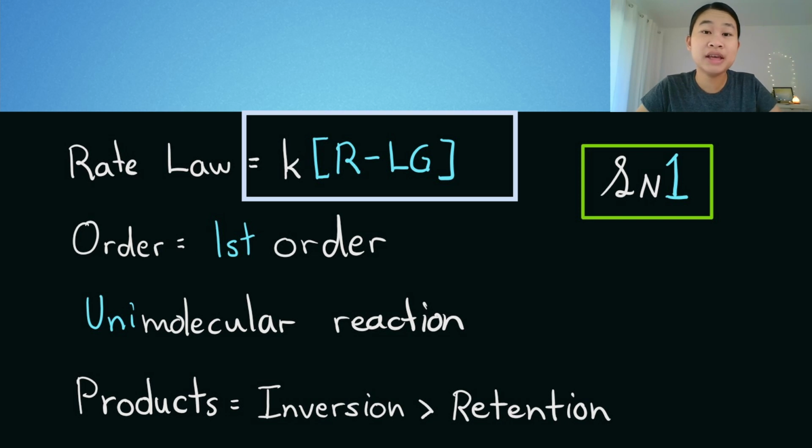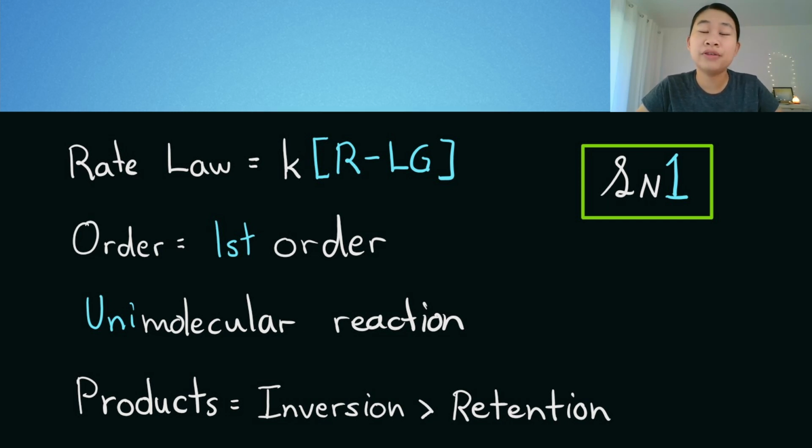The rate law says that we're going to multiply the rate constant K by the concentration of the substrate. This means that the rate of the SN1 reaction depends on one thing only. It depends on the concentration of the substrate, aka the molecule with the leaving group. Therefore, if you double the concentration of the substrate, you're going to double the rate of the reaction. If you triple the concentration of the substrate, you're going to triple the rate of the reaction, and so on.